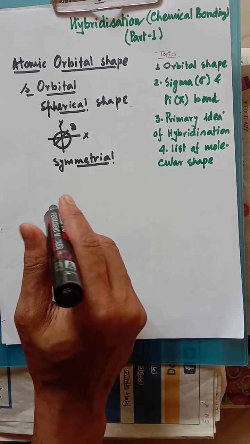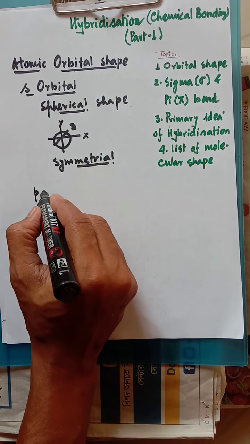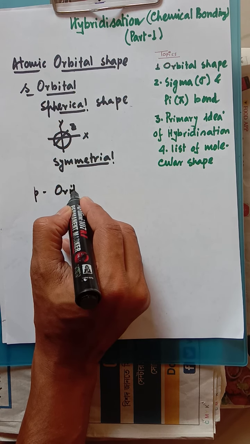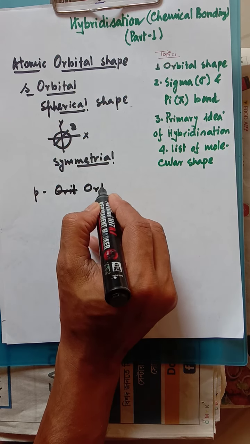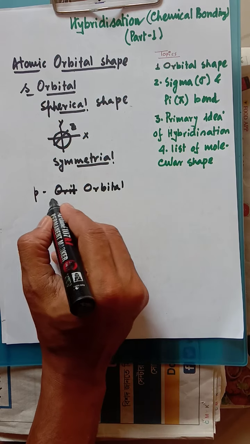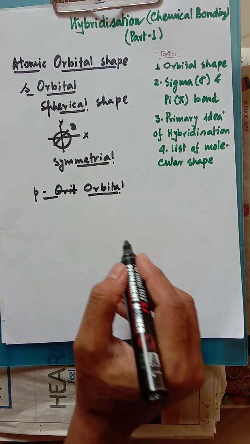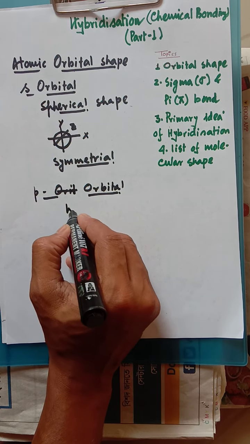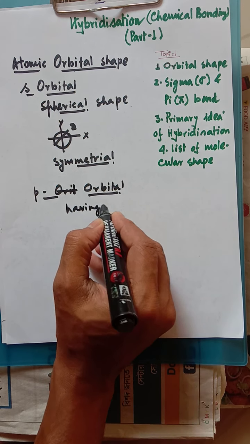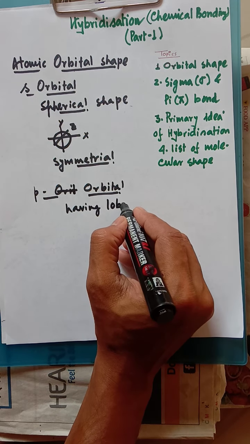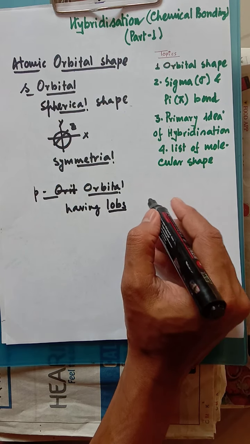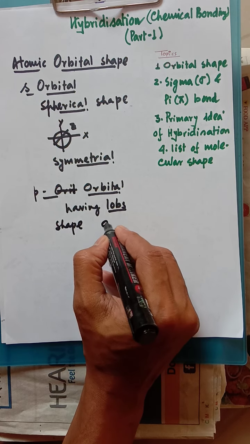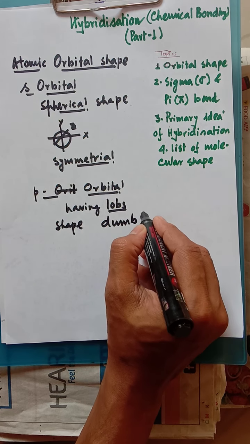Now moving to another orbital, that is the p orbital. What is the shape of the p orbital? Actually, the p orbital has lobes. The shape we can say is dumbbell-like.